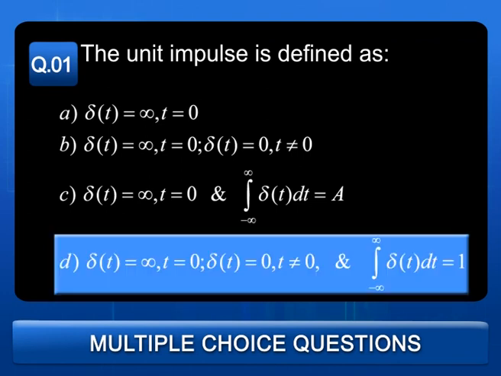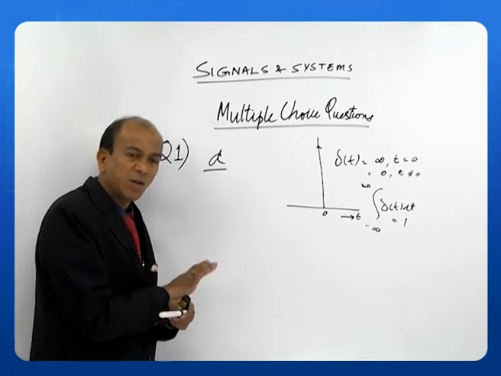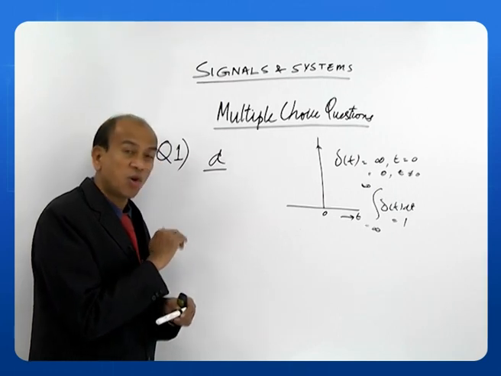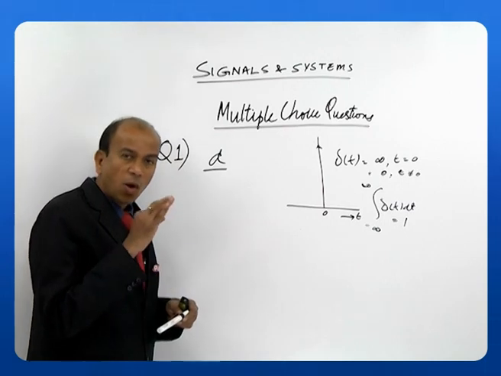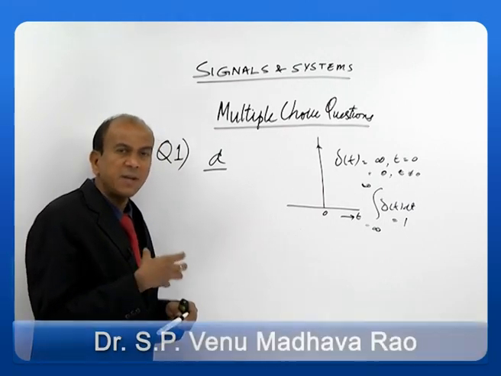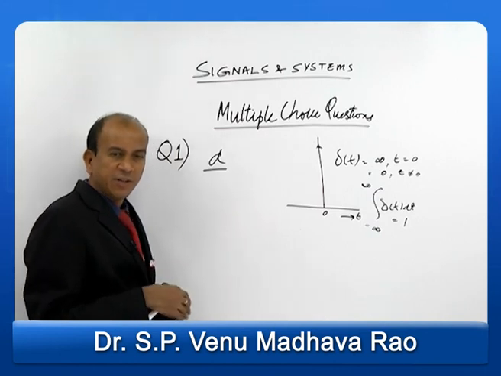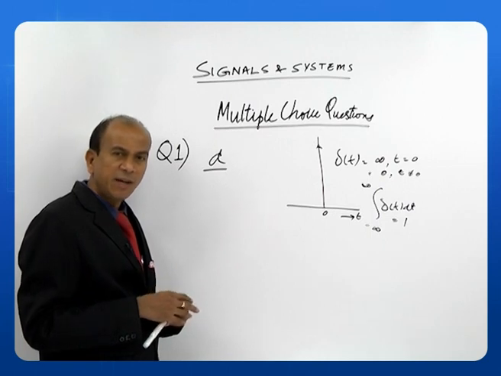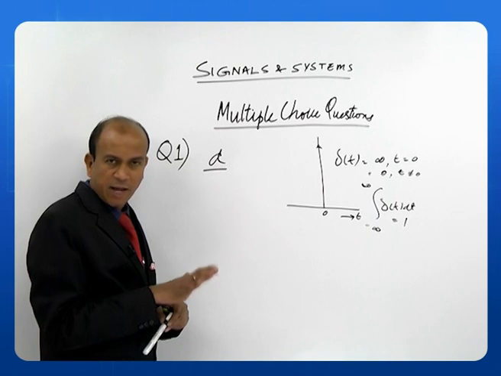So just let us recollect what is answer D. The answer says delta of t has an infinite value at t is equal to 0 and is equal to 0 when t is not equal to 0, and the area under the curve is equal to 1. So this comprehensively, completely defines the answer. So you have to give its answer by elimination. The first one talks about a single point. It says delta of t is equal to infinity at t is equal to 0. But what about other cases? So it is not complete. So the answer is removed.